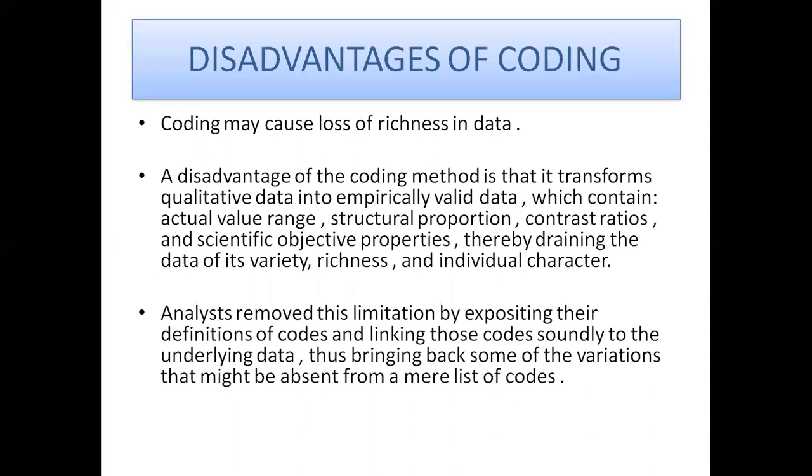Coding may cause a loss of richness in data. A disadvantage of the coding method is that it transforms qualitative data into empirically valid data, which contain actual value range, structure proportion, contrast ratios, and scientific objective properties, thereby draining the data of its variety, richness, and individual character. Analysts remove this limitation by expositing their definitions of codes and linking those codes only to the underlying data, thus bringing back some of the variations that might be absent from a mere list of codes.